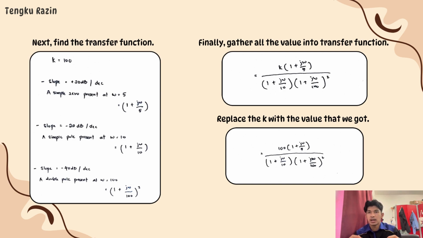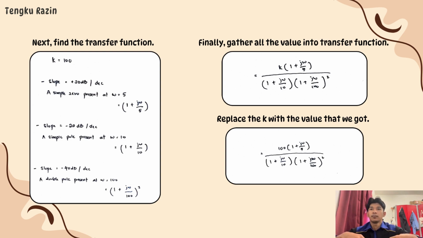Lastly, from 100 onward, the slope drops again. This time by 40 dB per decade, which is a stronger drop, meaning there is a double pole at 100. So we add 1 plus j omega over 100, squared. Now that we have all the information, we can write the transfer function.